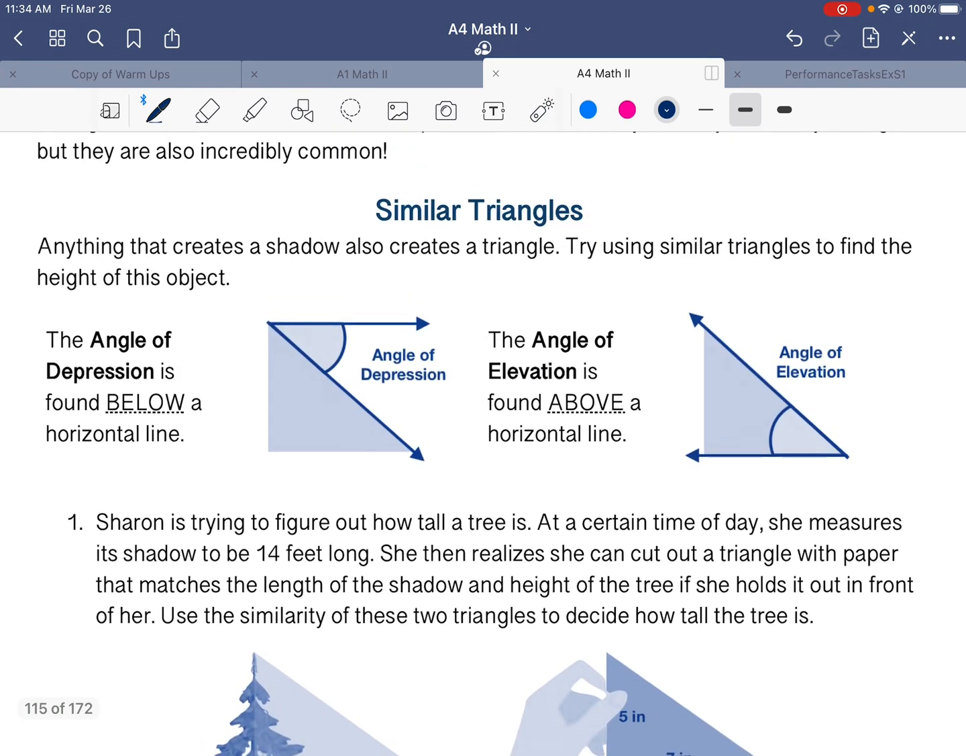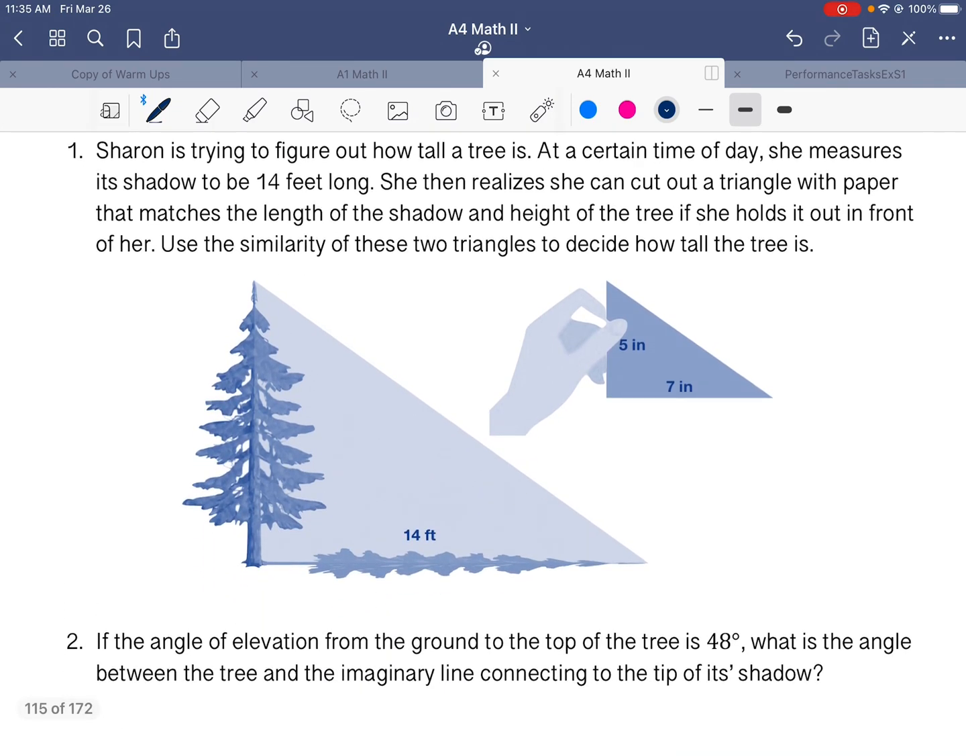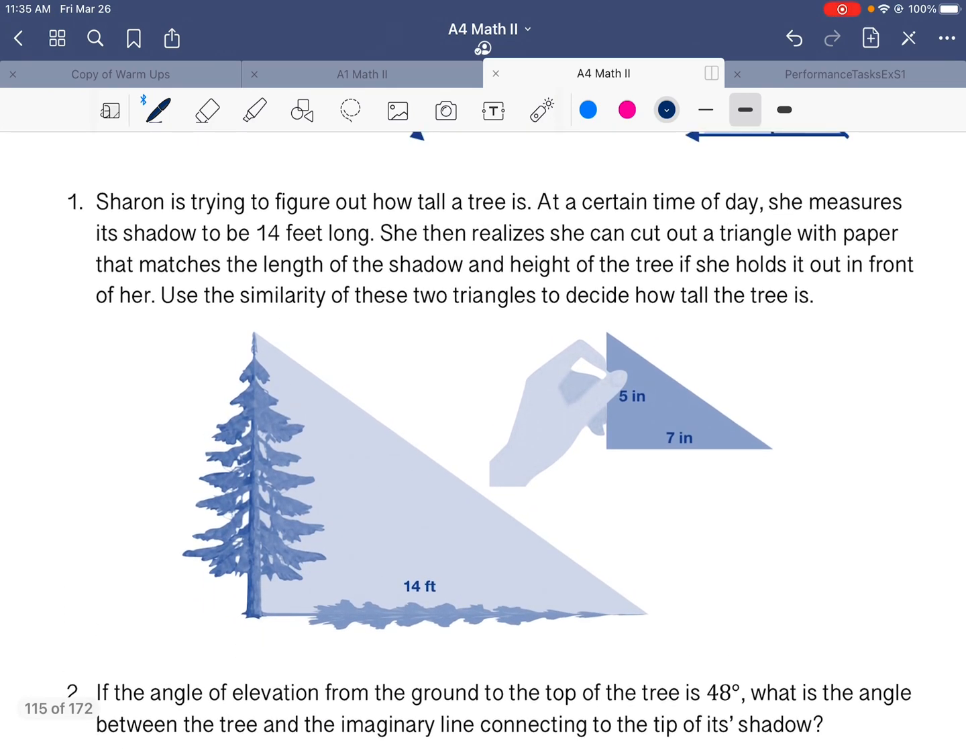The first section here is about similar triangles, and we're just going to use the information we have from prior lessons about similar triangles to answer these questions. So the first one is about Sharon, and she's trying to figure out how tall a tree is. At a certain time of day, she measures its shadow to be 14 feet long. She then realizes she can cut out a triangle with paper that matches the length of the shadow and the height of the tree if she holds it up in front of her. Use the similarity of these two triangles to decide how tall the tree is.